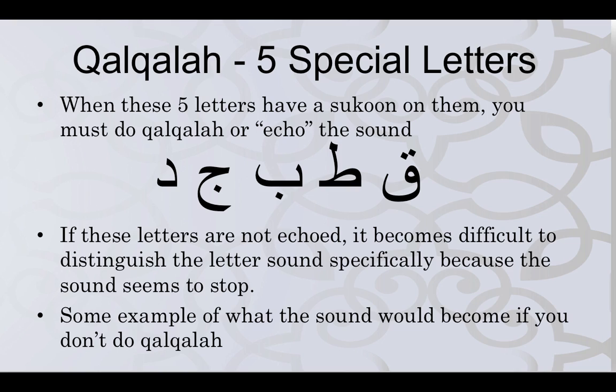Next, we have the examples of Qalqalah. There are 5 special letters when it comes to the sukoon. What are those 5 special letters? We learned those and we tried to memorize those in the letter connections. We're going to do them again. The mnemonic with which you can remember them is qutub jad. Qaf, ta, ba, jim, dal. The 5 letters that you see on your screen right here. Qaf, ta, ba, jim, dal. Qutub jad.